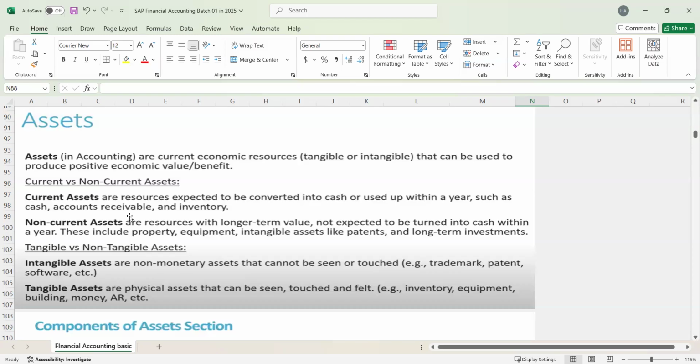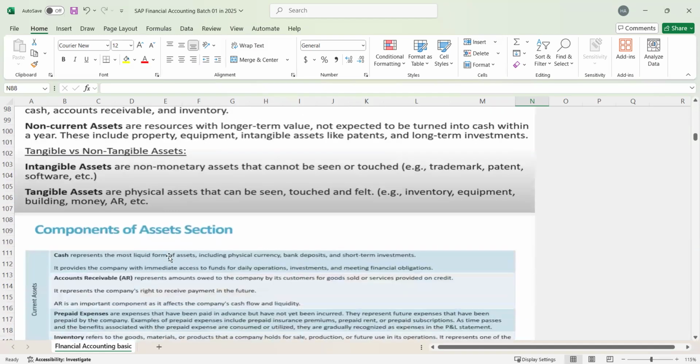And some examples of tangible assets are physical assets that can be seen, touched, and felt, like inventory, like equipment, like buildings, like money. These are called tangible assets. But don't stress yourself too much with all this theoretical jamboree. Just understand it. But by the time you begin to see the financials, maybe you find yourself in a company when they throw you a financial statement, when you see it, you will not be confused.